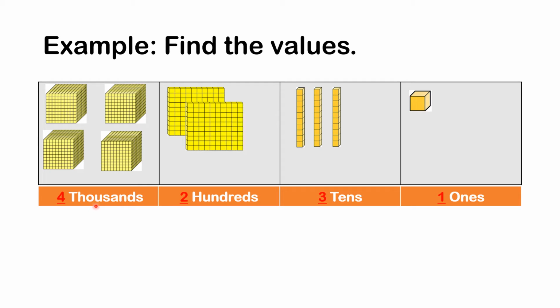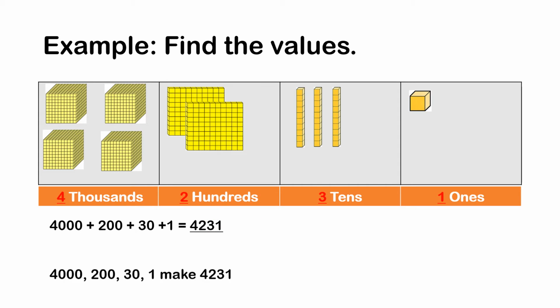So remember from the previous lesson where we learned about place values. If we have 4,000 in numerals, the value is 4000. Okay? And the next one, when we have 200s, the value is 200. And the next one, since we have 3 tens here, the value is 30. And lastly, 1 is just 1, which will make 4,231.